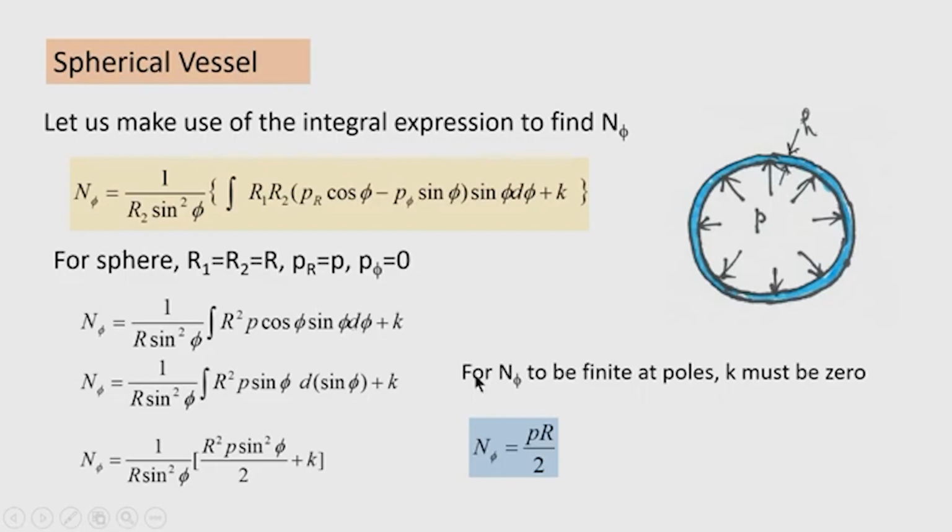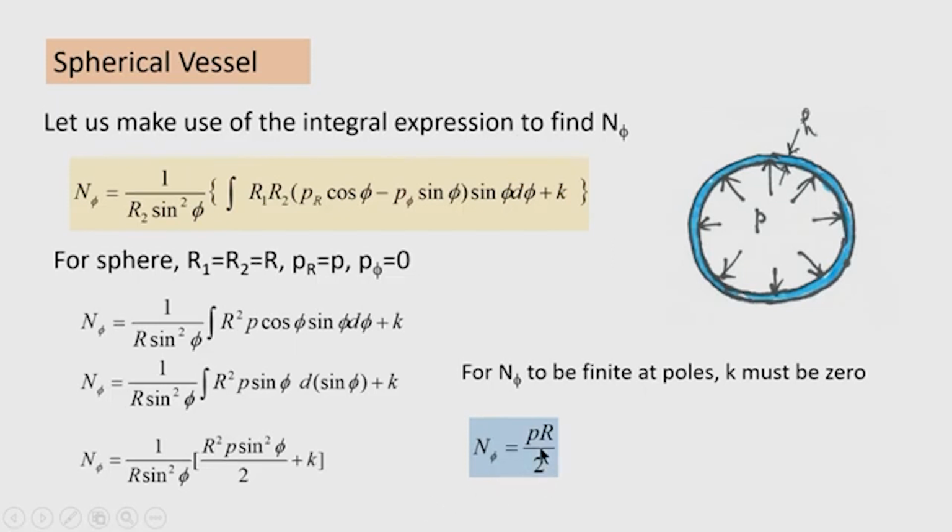Now, for N phi to be finite at the poles, k must be 0, because when you integrate it, you will find that a finite value is possible only if you put k equal to 0. So, therefore, N phi is found by omitting this constant. N phi after integration becomes 1 by r sin square phi into r square p sin square phi by 2 plus k. So, k is taken as 0. Therefore, the final result for N phi is p r by 2.